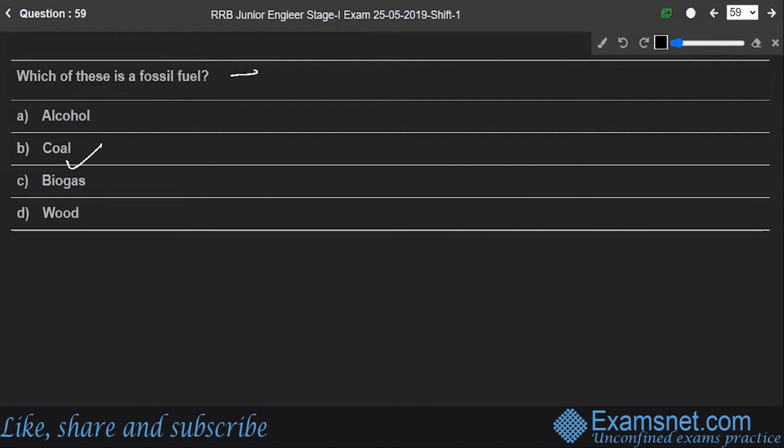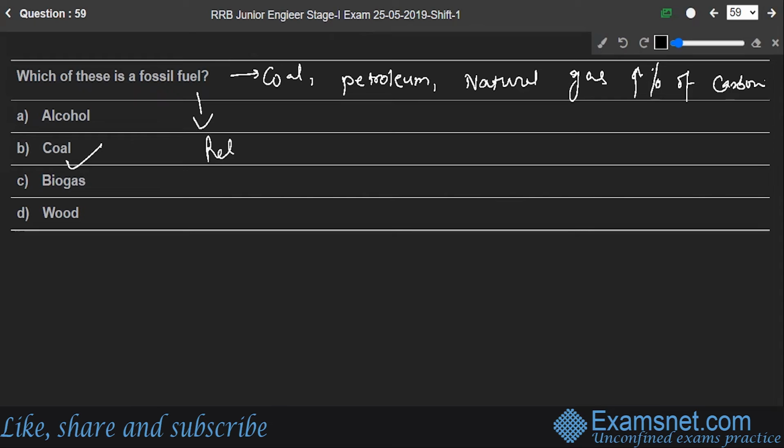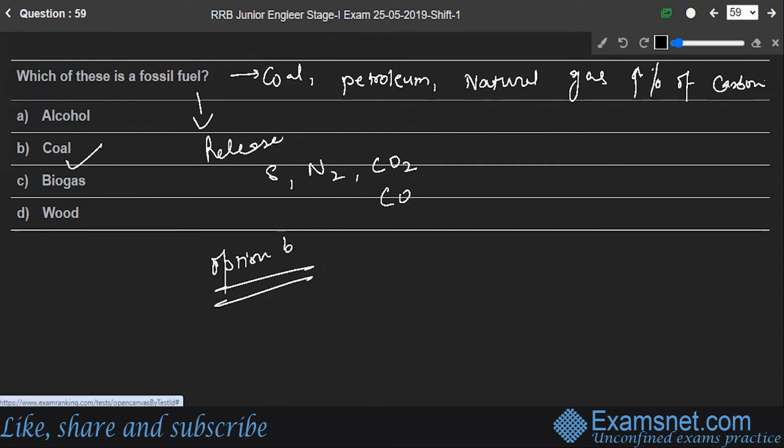Fossil fuels include coal, petroleum, and natural gas that contain high percentages of carbon. Fossil fuels are non-renewable sources and must be burned to release their energy. It releases sulfur and poisonous gases, right? Sulfur, nitrogen, carbon dioxide or carbon monoxide in the atmosphere, which causes the greenhouse effect and pollution. Option B, coal, right answer. Hope you understood that. Of course, you knew the answer.